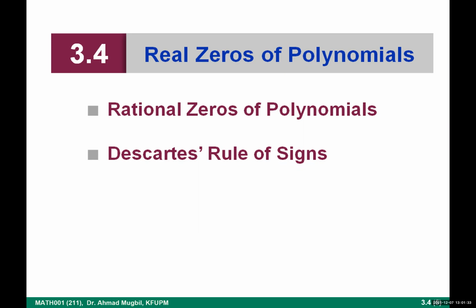So in this section, you will learn mainly two skills. The first skill is how to find all the possible rational zeros of a polynomial by using the rational zeros theorem. The second skill that you will learn is how to use the Descartes rule of signs, how to know how many positive real zeros and how many negative real zeros. Let's say, to be more accurate, the number of possible positive or negative real zeros.